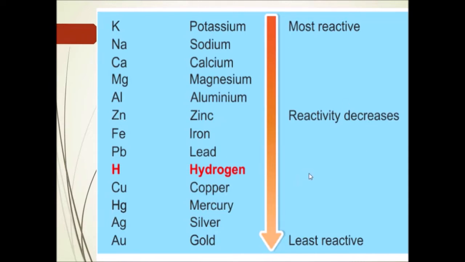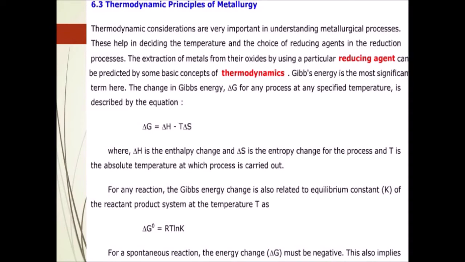In order to know the better reducing agent for moderately reactive metal oxides, that is zinc oxide, iron oxide, lead oxide and copper oxide, this can be better understood by the thermodynamic principles of metallurgy. The suitable reducing agent to reduce the metal oxides of moderately reactive metals can be chosen by using thermodynamic principles.